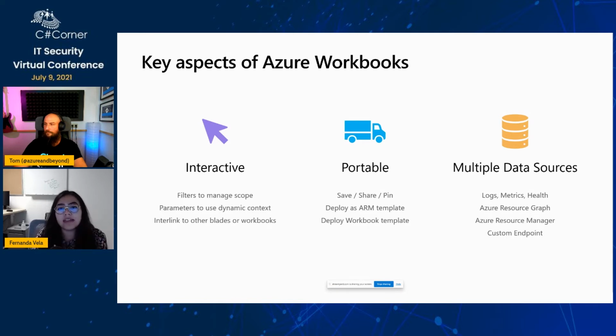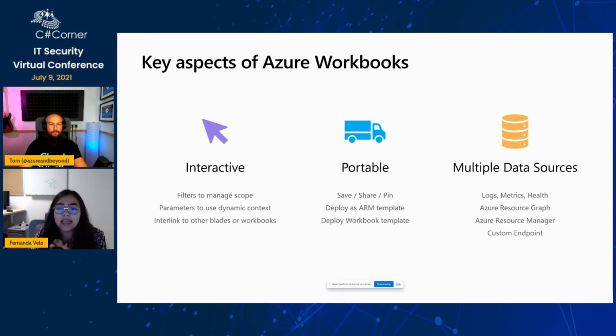So how does it look? It is a dashboard that lets you interact and filter according to subscriptions, management groups, or a specific resource. You can use parameters to have a dynamic context instead of just having the users filtering things. You can have certain parameters that are read into the configuration so that the workbook displays different or specific information.